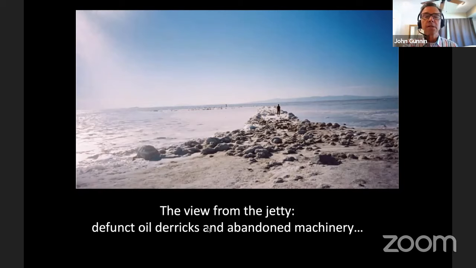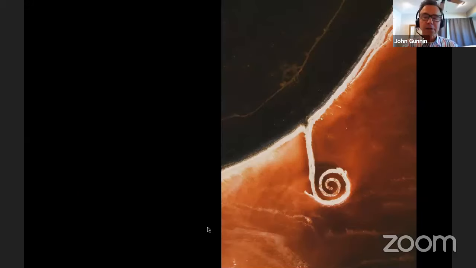When you get to the end of the jetty spiraling around, you look out at defunct oil derricks and abandoned oil equipment. And it was like Smithson was saying, man came and tried to extract the minerals and couldn't do it, and threw down his stuff and left. And it's really a comparing of the amount of time of humans on the earth, which is so small compared to the big picture of geological time.